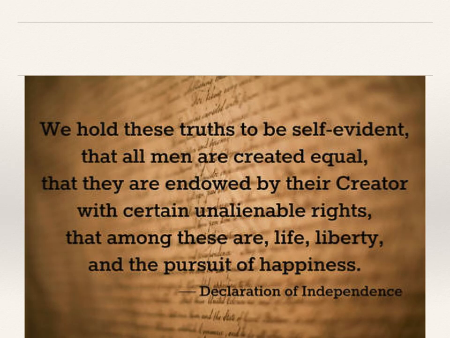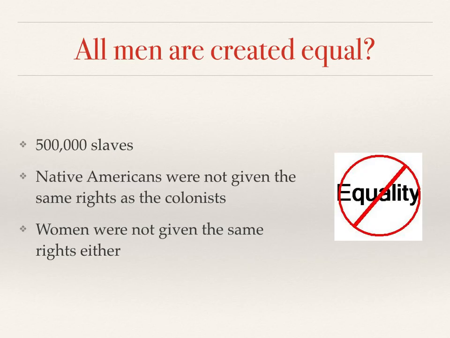The first lines of the Declaration of Independence read, "We hold these truths to be self-evident, that all men are created equal, that they are endowed by their Creator with certain unalienable rights, that among these are life, liberty, and the pursuit of happiness." However, this idea of all men created equal did not extend to slaves, of which there were about 500,000 in the colonial time, and all the founding fathers had slaves. It didn't extend to women who were not given the same rights as men in voting, and it did not extend to Native Americans who were not given the same rights as colonists.